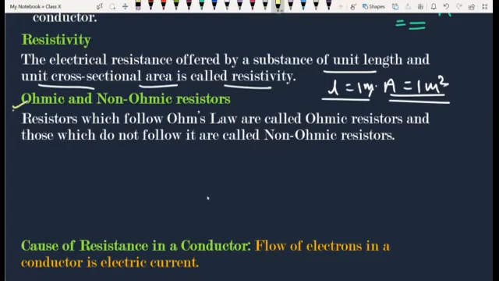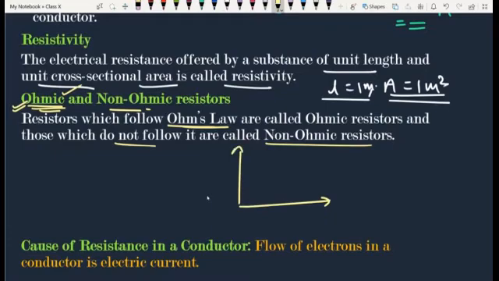Ohmic and non-ohmic resistance. This is another term which you need to understand. See, ohmic resistances are those types of resistance which follow Ohm's law. Those kinds of resistances are called ohmic resistance. And those which do not follow Ohm's law are called non-ohmic resistance. So when you draw the graph between voltage and current, you will not get a straight line; you will get a curve.